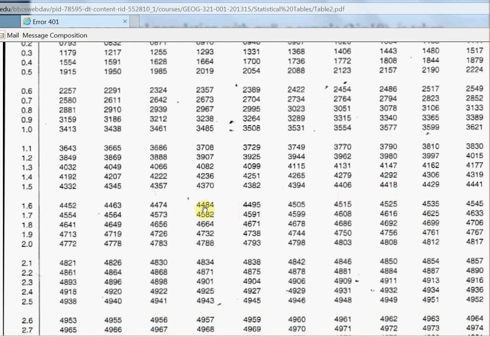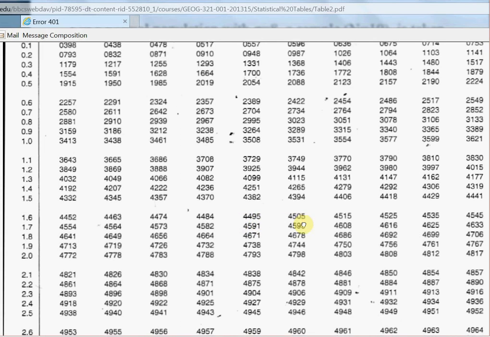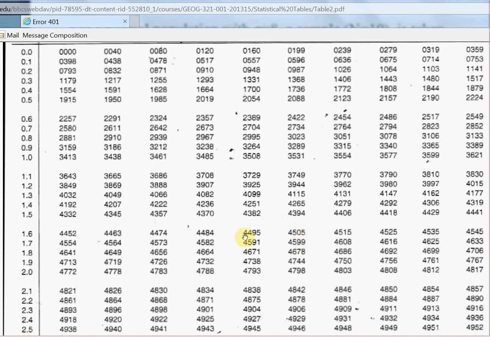Let's see. 44.84, 44.95, 45.05. One or two will be okay. This is 44.95, this is 45.05. One is lower than 45, one is higher than 45. Truly 45 is somewhere in between, but we don't have that value. Let's just choose one of them.